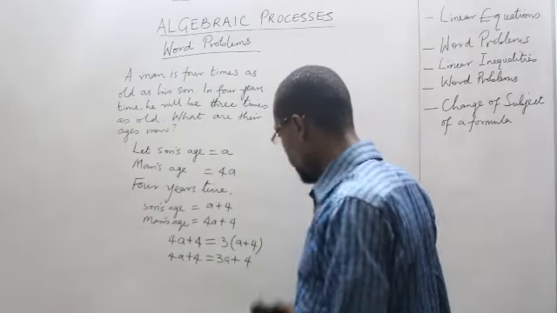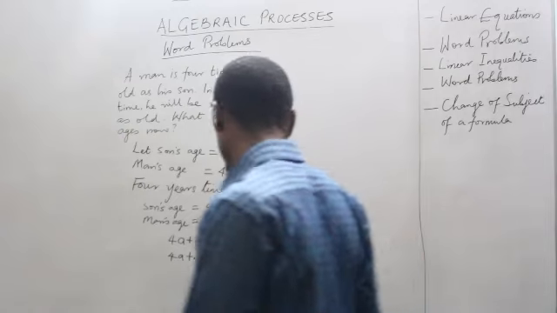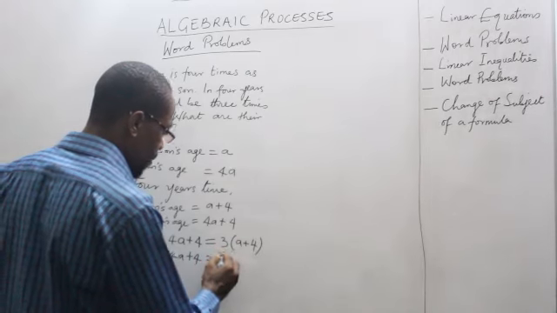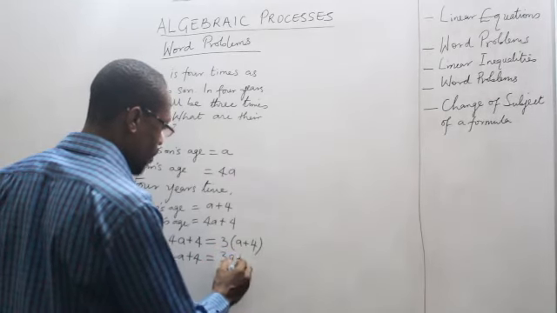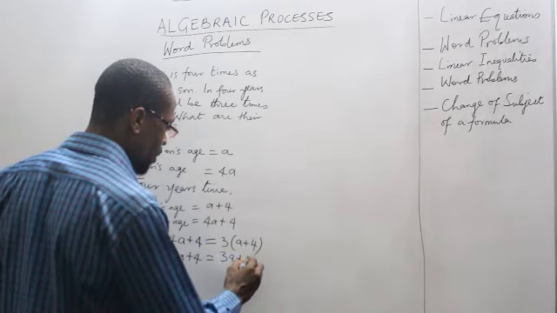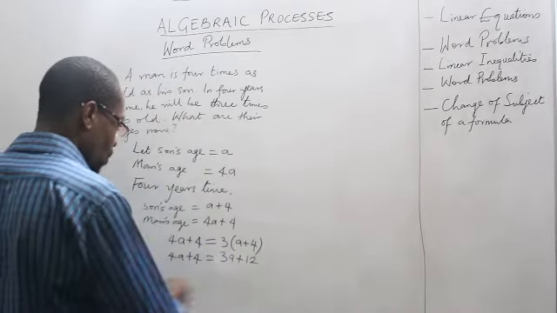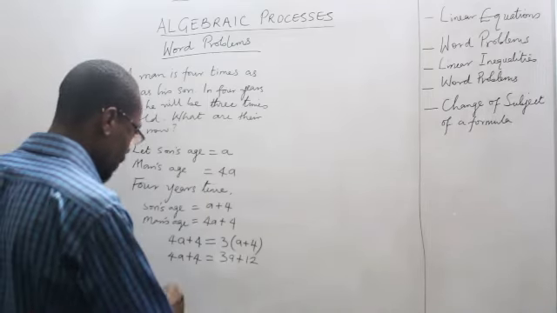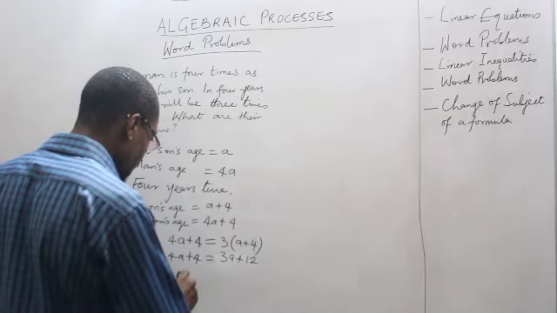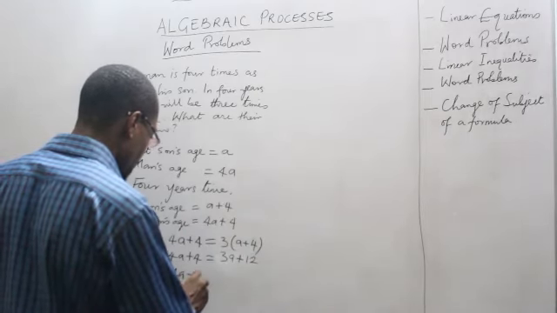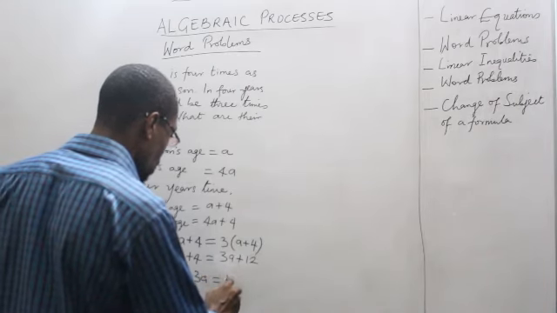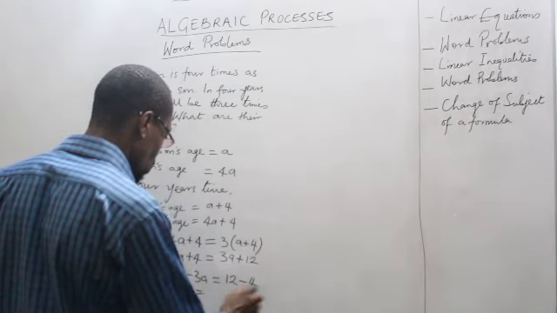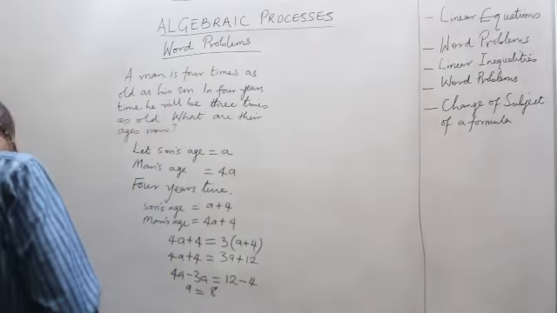When we open up this bracket, we'll have 3 times A will be 3A plus 3 times 4 will be 12. Good. So when we go on to collect like terms, let the terms with the variables stay to the left and the terms without the variables stay to our right. So we have 4A minus 3A equal to 12 minus 4. So A will be equal to 8. You see that?